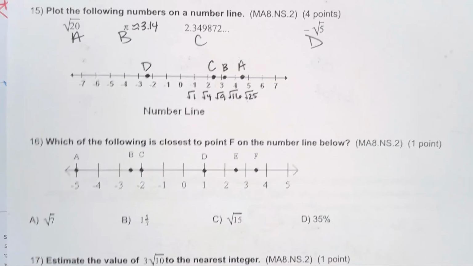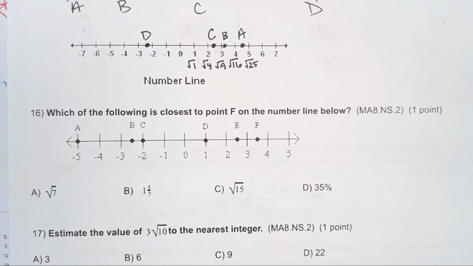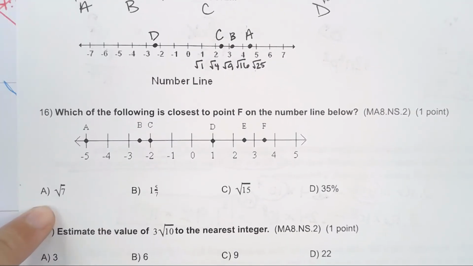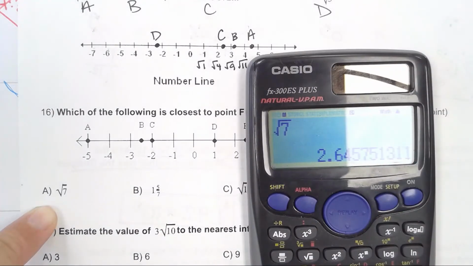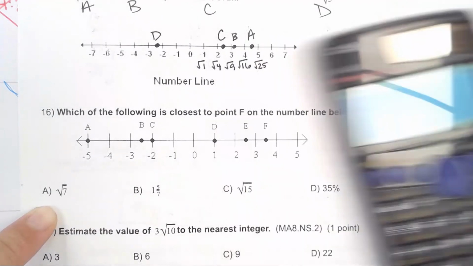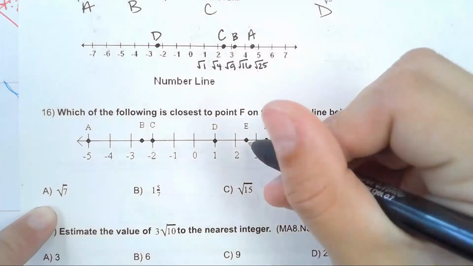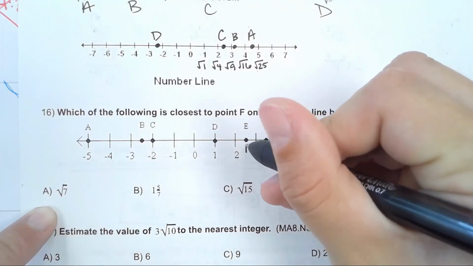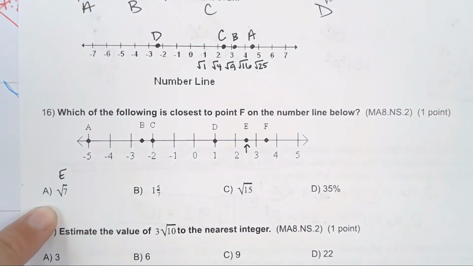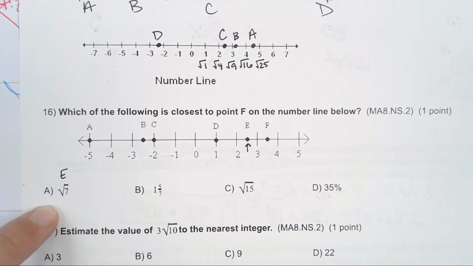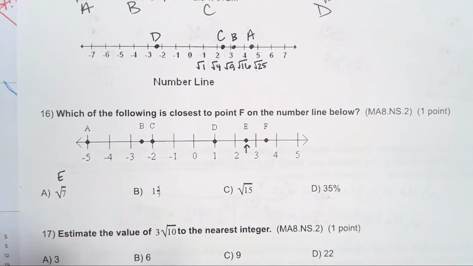All right, number 16. Which of the following is closest to point F on the number line below? So let's look. So here we have the square root of 7. If I were to figure out what the square root of 7 is in my calculator, it's about 2.6. So 2.6 is going to be about where E is. So I'm going to keep that as an option for now, just in case none of the other ones are closer to F. So let's look at the next one.